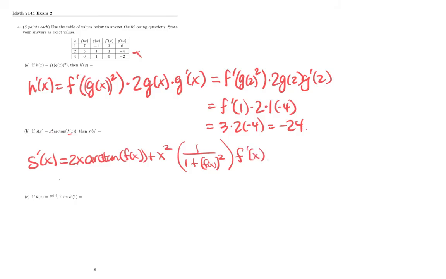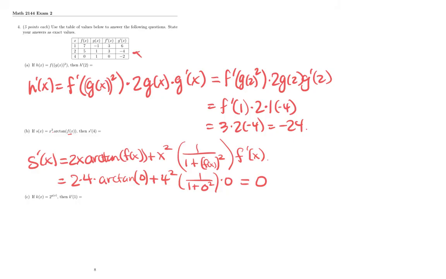Okay, and then I want to plug in 4 to that. So that'll be 2 times 4 times arctan of f of 4, which is 0, plus, I'm plugging in 4, so 4 squared times 1 over 1 plus f of 4, f of 4 is 0. And then f prime of 4 is also 0. So arctan of 0 is 0, so I just end up getting 0 for that whole thing.